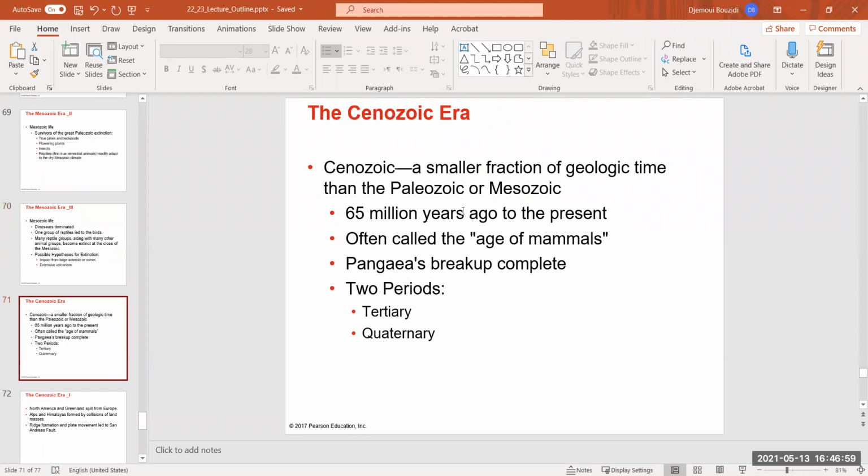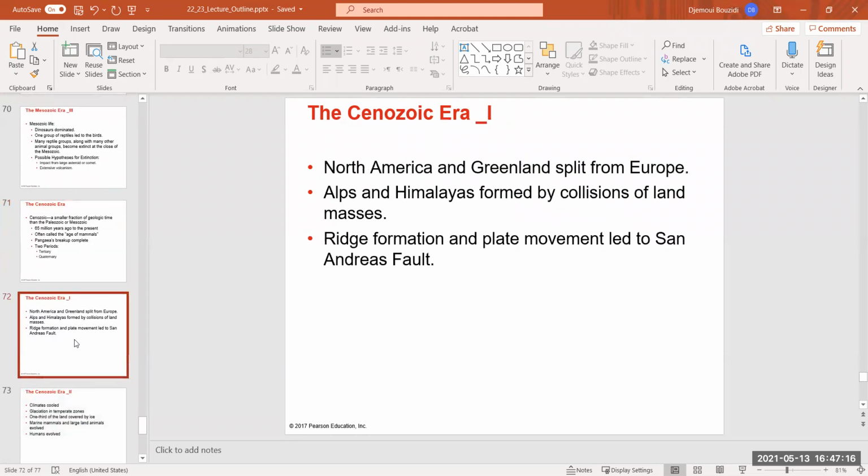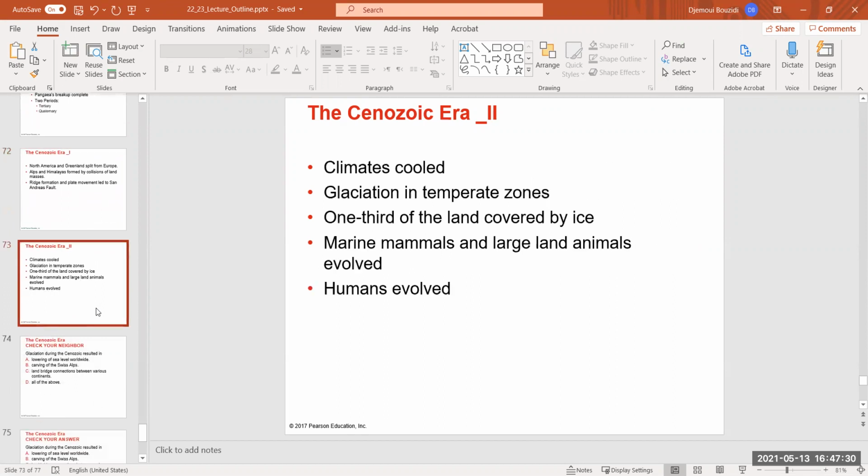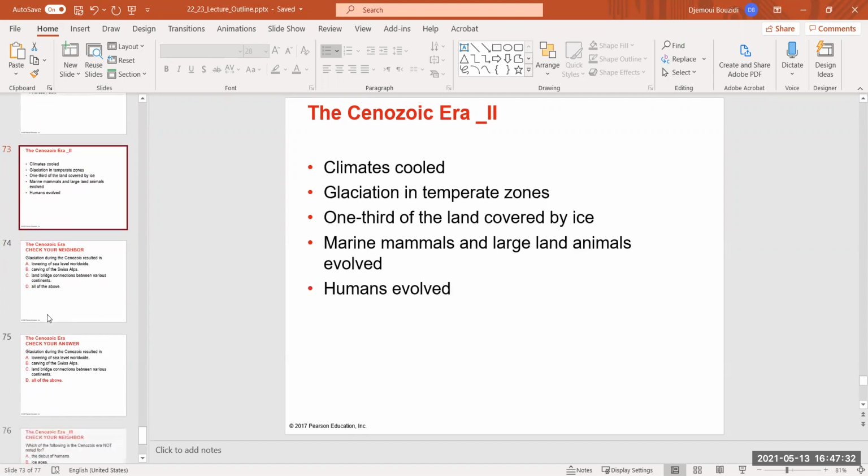Okay, and then the modern era, which is from 65 million years ago to present, is called the age of the mammals. This is basically when the breakup of Pangaea into different continents happened. It's divided into two main periods, the Tertiary and Quaternary, and we are in the last age of that era. That is the formation of the Himalayas and the different mountains in Europe. And of course, the climate cooled, and humans evolved at the end of this era.